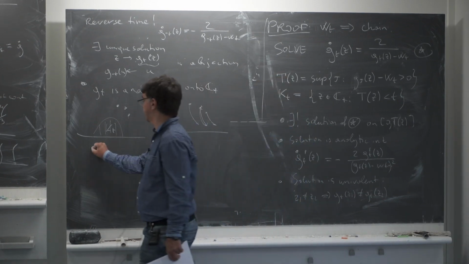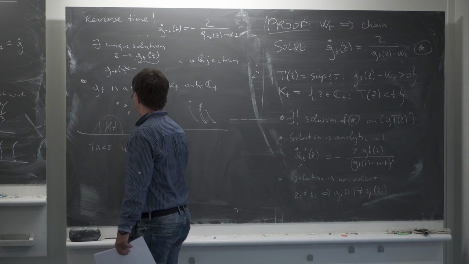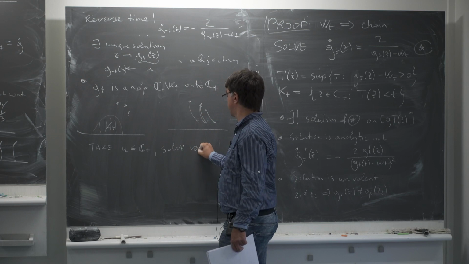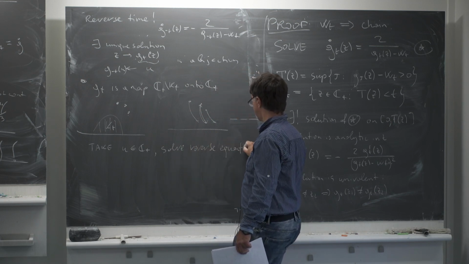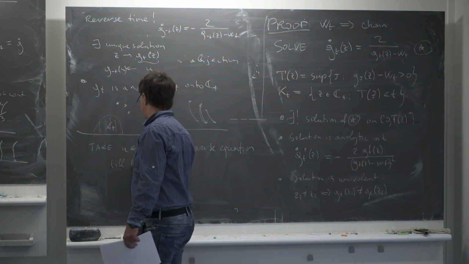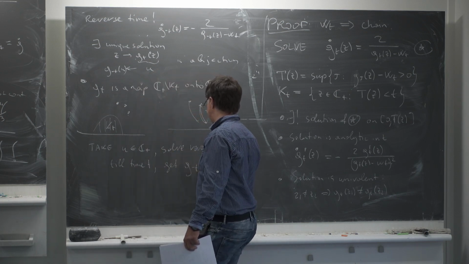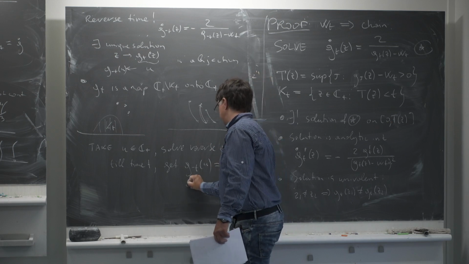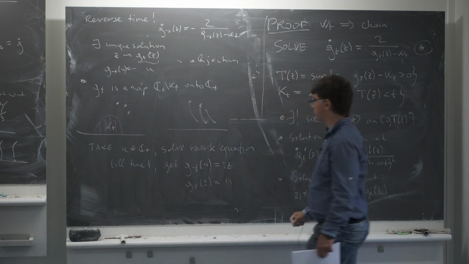So we take some point u in C+, solve the reverse equation till time t, get g minus t of u, which we denote by z, and then g_t of z is equal to u.